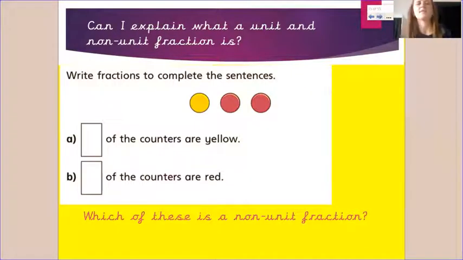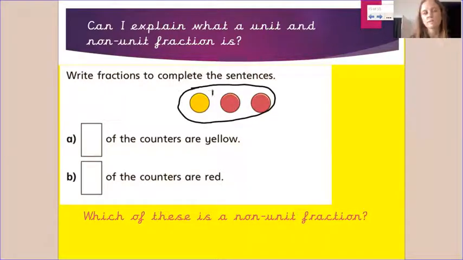So let's write these fractions to complete these sentences. Before I let you do this, I'm going to show it to you. Okay, so our whole is made up of 3 parts. 1, 2, 3. So then our whole number would go at the bottom. Okay, how many of those counters are yellow? It says 1 out of 3 of those counters are yellow, which means 2 of those counters are red. So 1/3 is yellow, 2/3 are red.